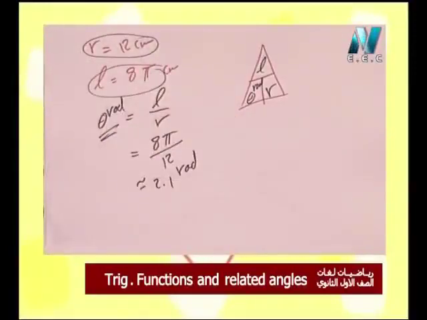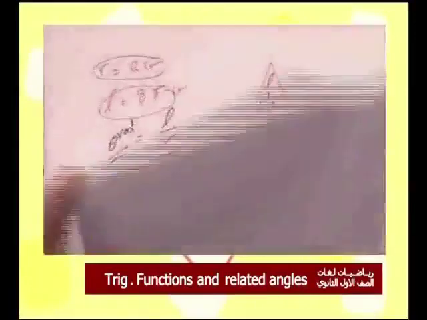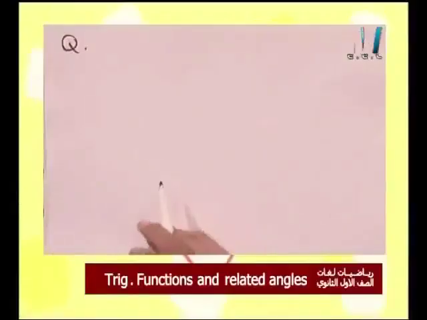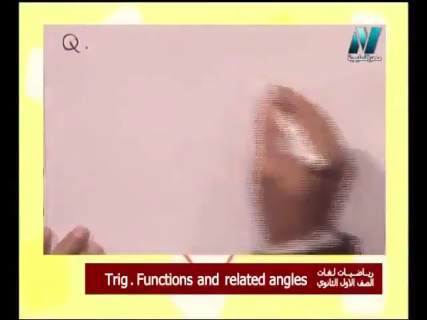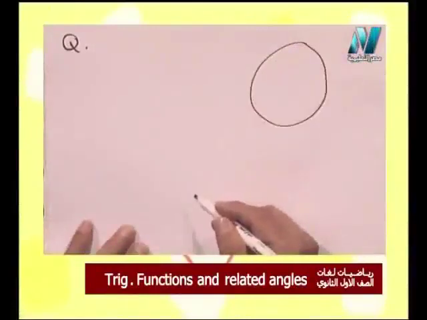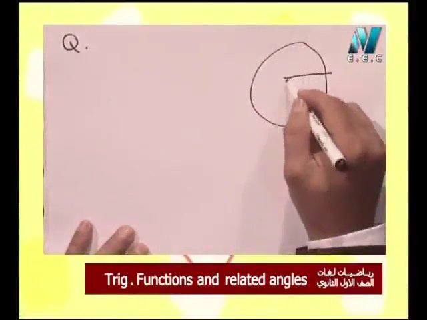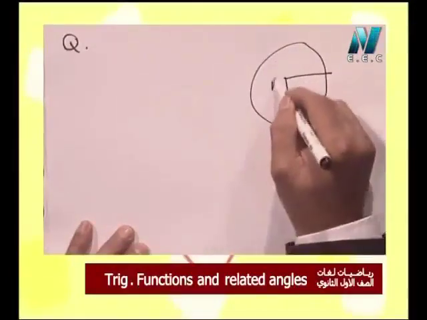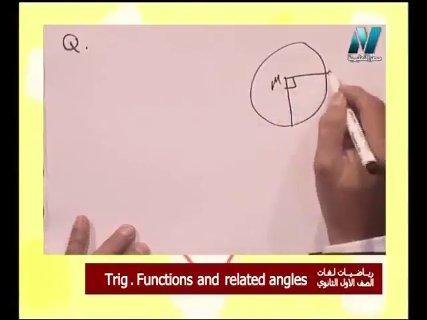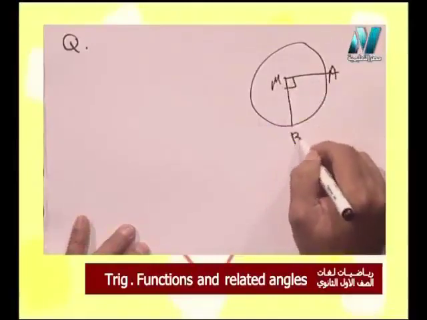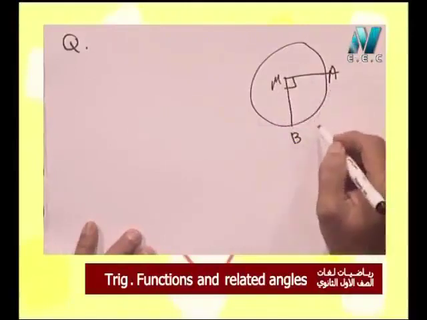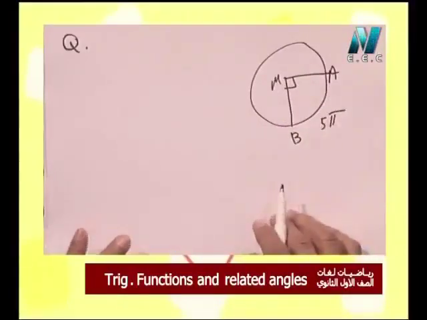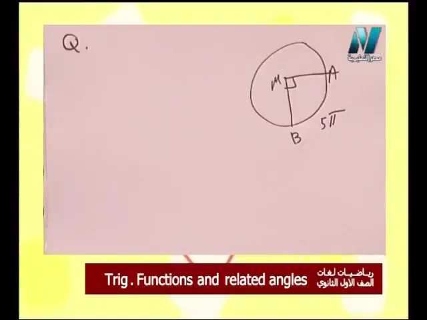Let's move to another question, my dear students. A question: if we have a circle like that, and we have a right angle triangle, center here is right, A, M, B, and we have the arc equals 5 pi, and we would like to find out the radius length.